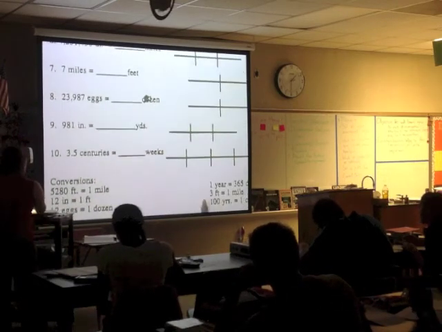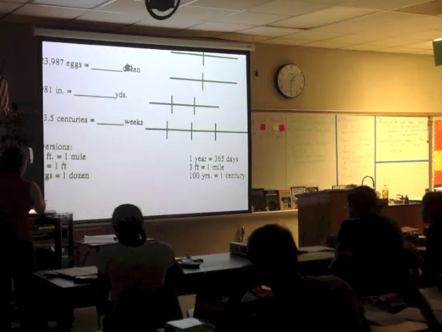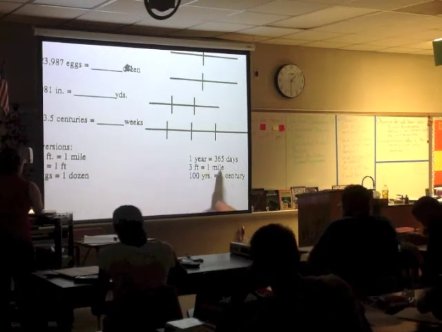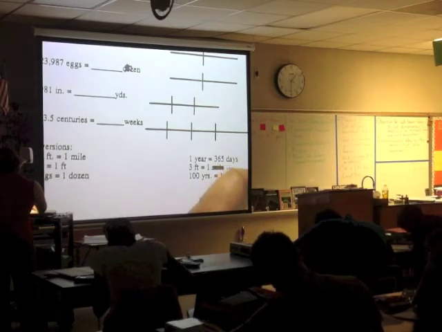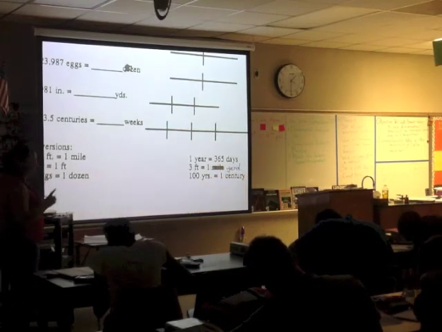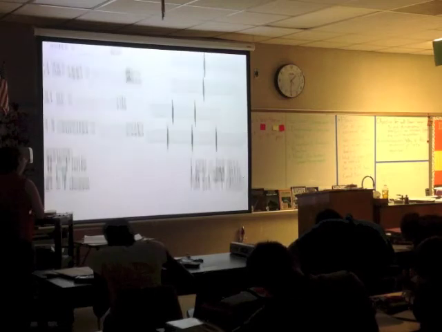Okay, number 6. Real quick, I need to correct something. Down here it says 3 feet equals 1 mile. This should not be a mile, obviously. It's 3 feet equals 1 yard. Okay, so make that correction so you don't mess that up.